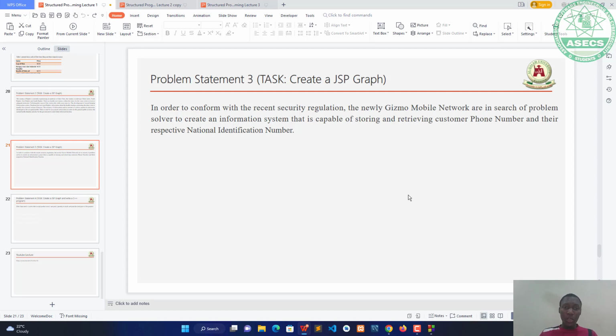In order to conform with recent security regulations, the newly formed Gizmo mobile network is in search of a problem solver to create an information system that is capable of storing and retrieving customer phone numbers and their respective national identification numbers.